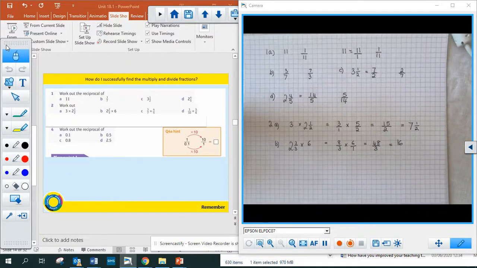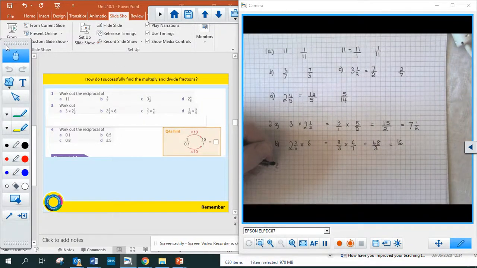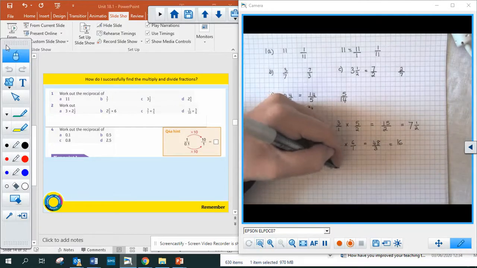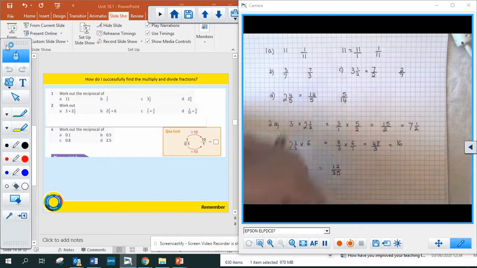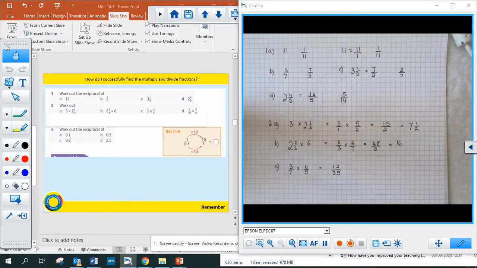Okay? Question C. We've got 3/7 multiplied by 4/5. Bit easier because they're both just normal fractions now, proper fractions. So 3 times 4 is 12. That's my numerator. 7 times 5 is 35. It hasn't asked you to simplify. You could have, but it hasn't asked you to. In fact, you couldn't have, so that would be your final answer there.